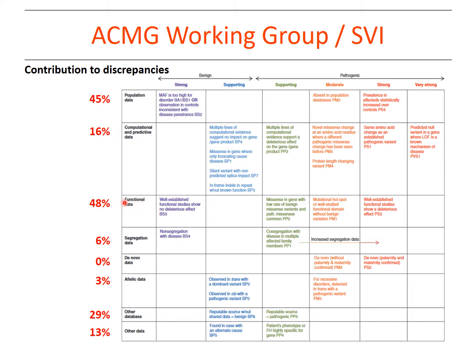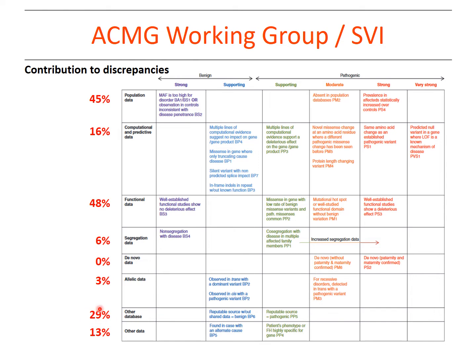Well, maybe you can see here from the wording, it says here, well-established functional studies show no deleterious effect. So who is to say what is a well-established functional study? Or here it says the minor allele frequency is too high for disorder. So what is too high? Who says what is too high?